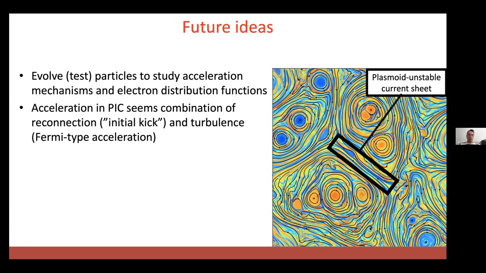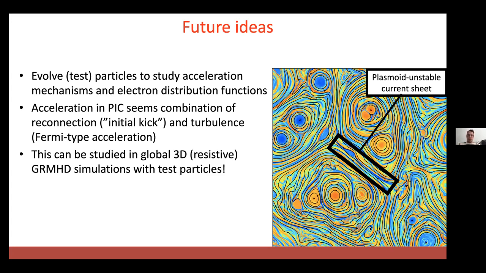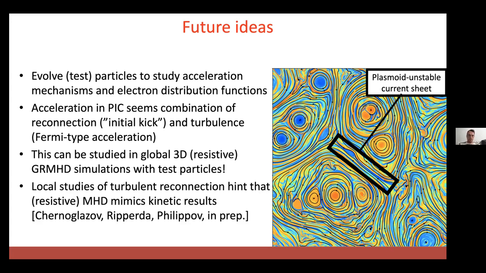PIC simulations, where you see a combination of reconnection that gives an initial kick in an X point to the particles, that kicks them out of the Maxwellian distribution, and turbulence that takes over and accelerates the particles further through a Fermi-type acceleration. So all of this can be studied in global 3D resistive GRMHD simulations with test particles, and we can see if all of this is altered by the global dynamics and also what kind of effect it has on the global dynamics and on the radiation that we observe with GRAVITY and with the EHT.